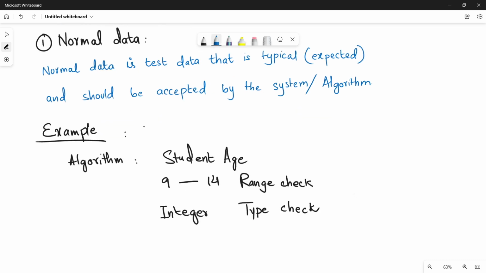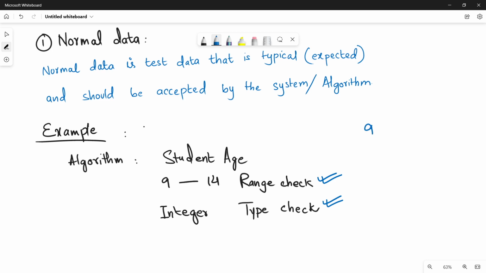Now, the normal data, for this particular algorithm, should be the data that validates both the range check and the type check. All those values of input data that satisfy your validation are going to be your normal data. And keep in mind that the data must be an integer value and it must be between 9 and 14.